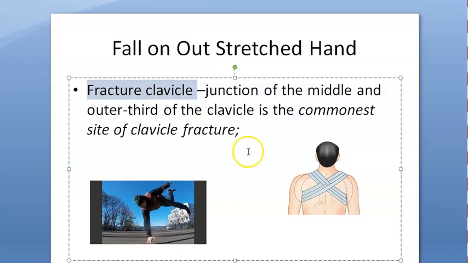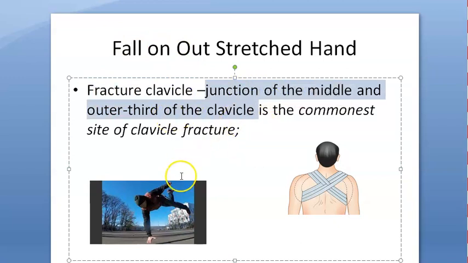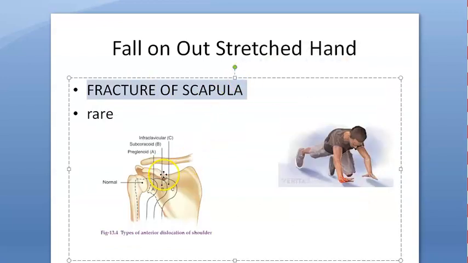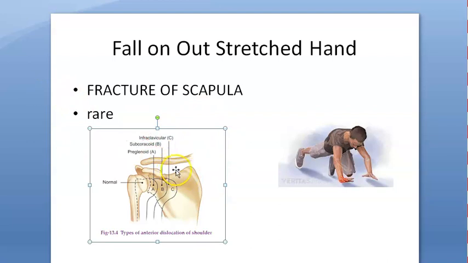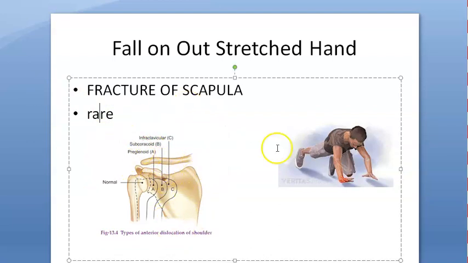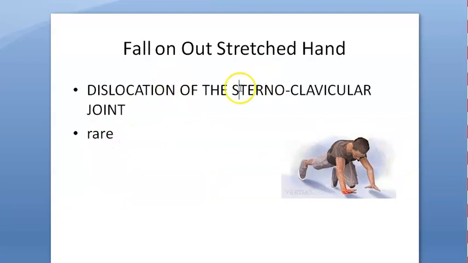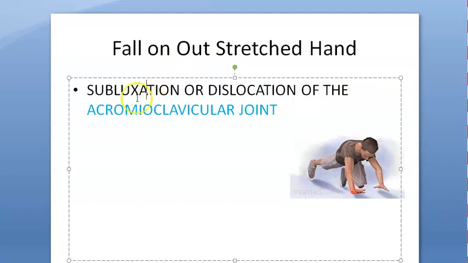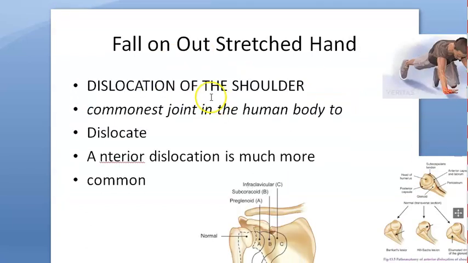So fracture of clavicle, the commonest point is the junction between the middle and outer third of the clavicle. It's the commonest site of clavicular fracture. Then coming to scapula, so many parts are there for getting fractured, the acromion process, the body, neck, etc. This is rare though. Then coming to the sternoclavicular joint, we told you there can be dislocation, right? Then coming to the acromioclavicular joint, again there can be subluxation, dislocation.